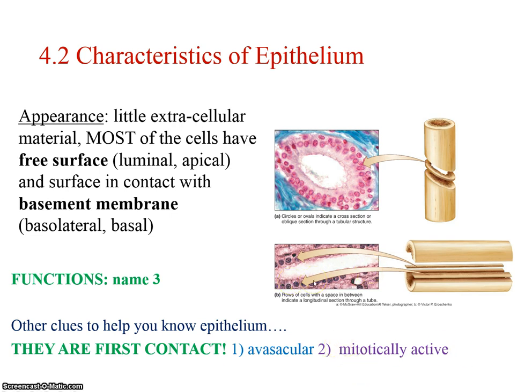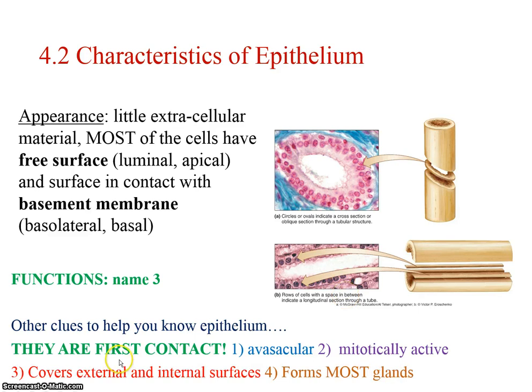This again is why many of the cancers that we look at are epithelial in origin. Because remember, the cancers are the result of cells that have a mutated cell cycle, and they just keep going and going and going. All right, they cover the external and internal surfaces, and because they secrete, they form most glands.